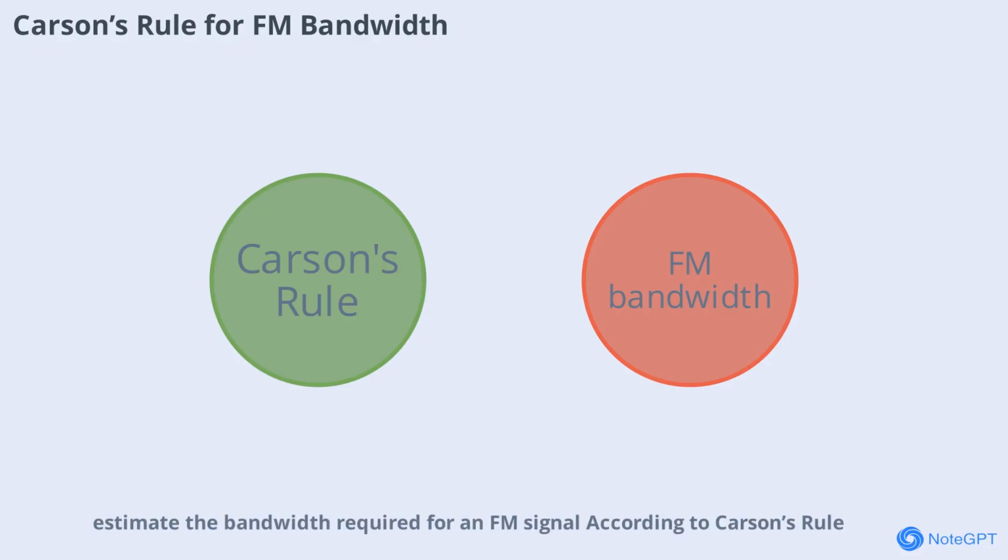According to Carson's rule, the total bandwidth is approximately twice the sum of the maximum frequency deviation and the highest frequency in the modulating signal. This rule helps engineers ensure that FM transmissions fit within allocated frequency bands and avoid interference with adjacent channels. Carson's rule is widely used in both commercial and regulatory settings to plan and manage spectrum usage efficiently.